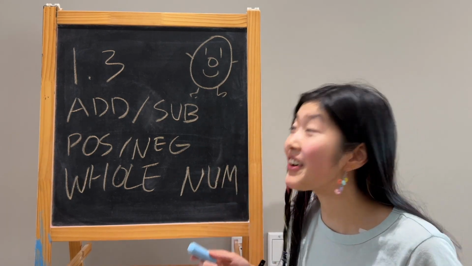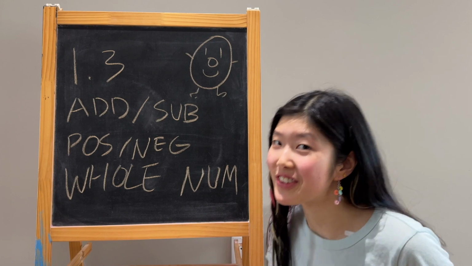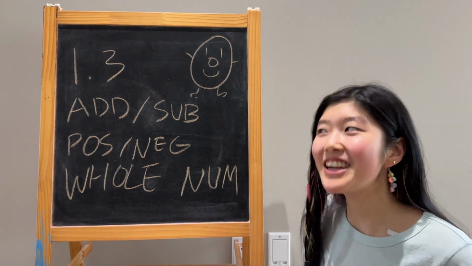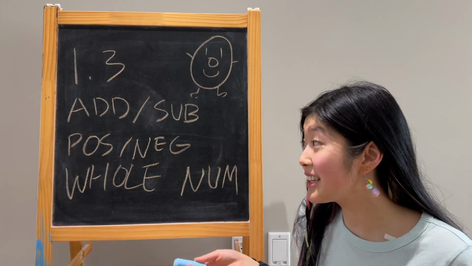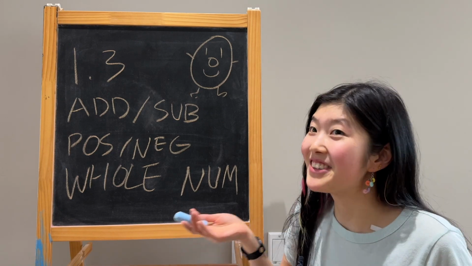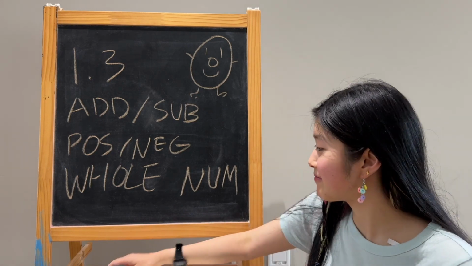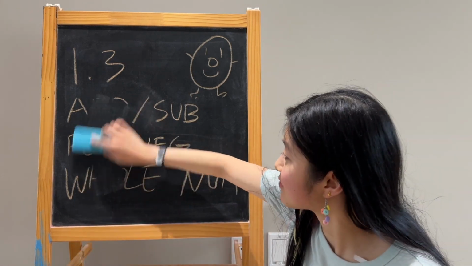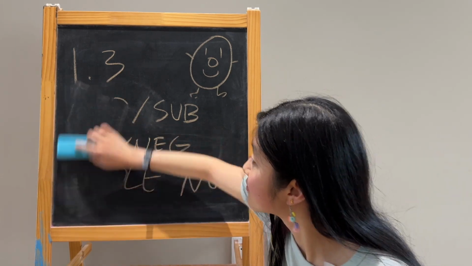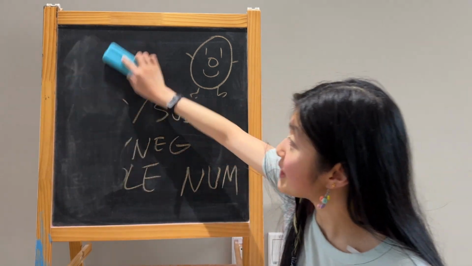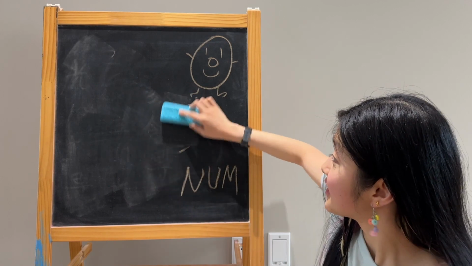Today we're going to be talking about adding and subtracting positive whole numbers. Now it's a bit of a mouthful, but basically we're just talking about adding and subtracting, well, positive numbers with no decimals. So don't be scared by the long title.